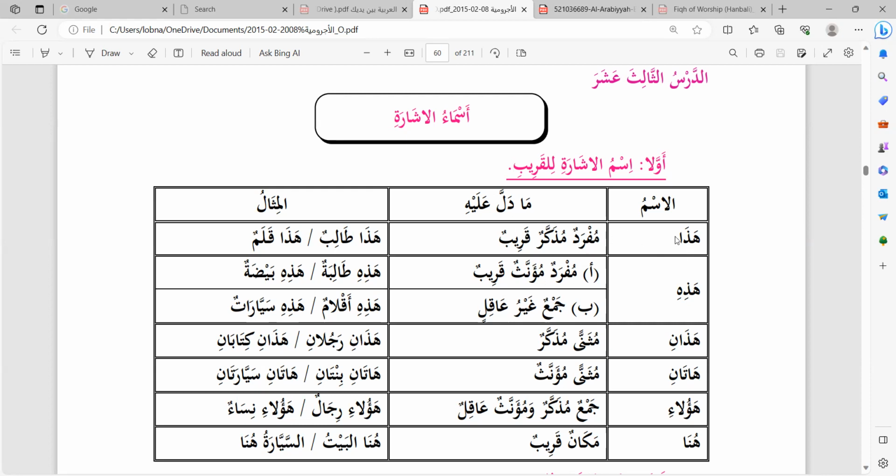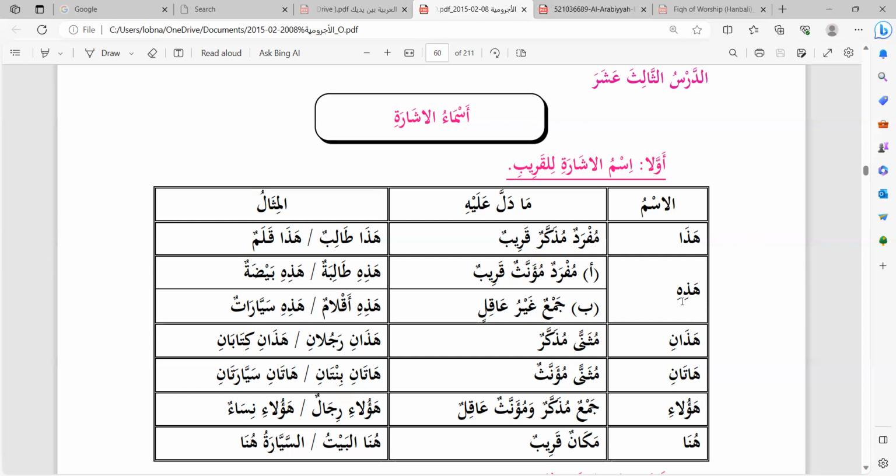مفرد ما دل عليه. When somebody says هذا, what does it mean? ما دل عليه. مفرد مذكر قريب. So it's singular, it's masculine, and it's قريب. Example, المثال هذا طالب هذا قلم. So both طالب and قلم is مذكر, i.e. masculine, and they're both close by. So for somebody who's far away, you will typically not say هذا. You will use a word that's farther or further, and it has to be singular. So if there is men plural standing, you will say هؤلاء رجال, for somebody that's close, these men.